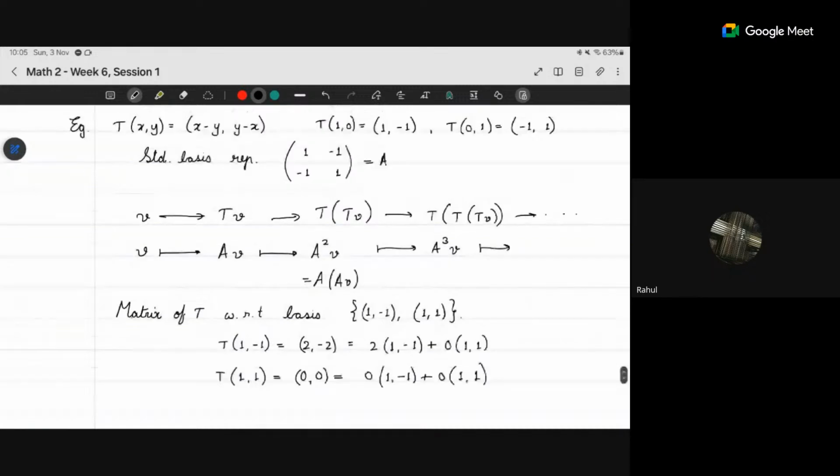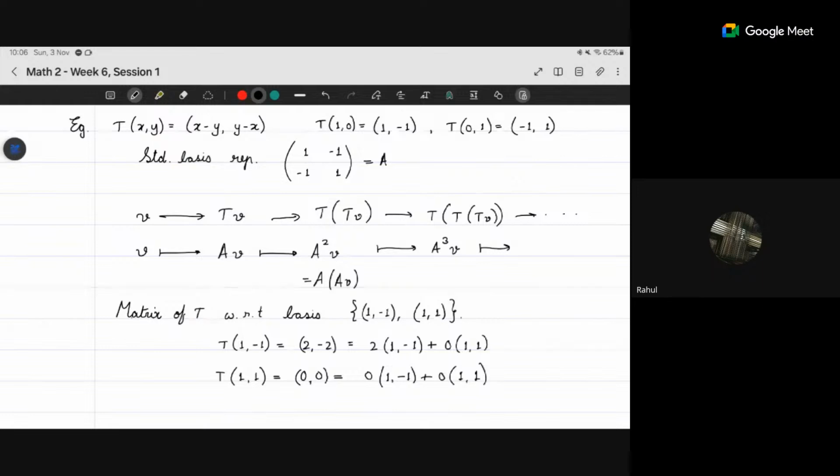I've not told you how to come up with the nice basis, but I'm saying that there are bases which give you advantages over standard bases. This was just an example to demonstrate that. And what are we trying to achieve? So the matrix of T with respect to the standard basis was 1, -1, -1, 1, right?